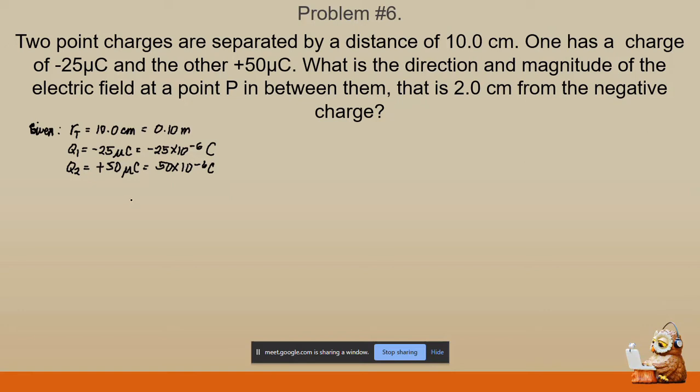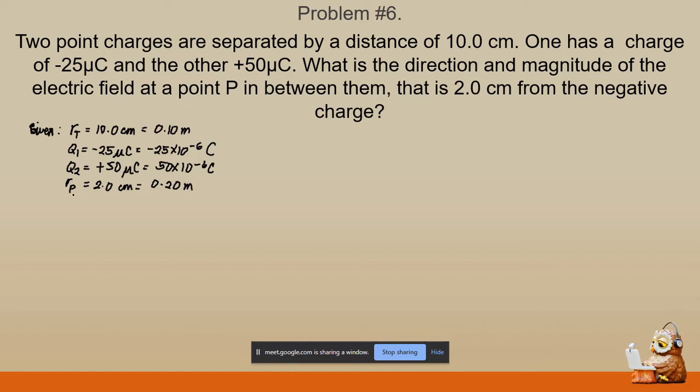The distance between our P and the negative charge is 2 centimeters. Let me denote that one as R sub P. So that's the distance between our negative charge and our point charge. You can assume the subscript, it's up to you, but for this presentation, I will be using uppercase P. So that's 2.0 centimeters, which is equal to 0.20 or 0.2 meter.